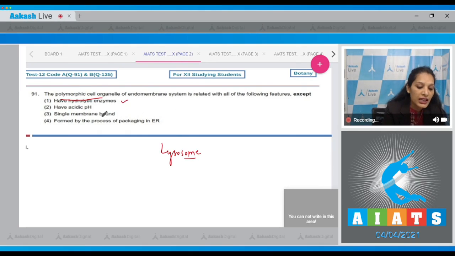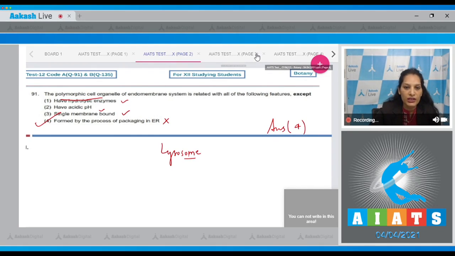Yes, it is true. Have acidic pH, true. Single membrane bound, true. Formed by the process of packaging in the ER? No, this is not true. So the correct option for the given question is option number 4. Then how is it formed? It is formed by the process of packaging in the Golgi. Let's move to the next question.